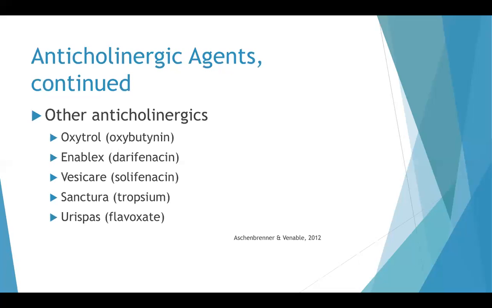Other anticholinergic agents: Oxytrol, Enablex, Vesicare, Sanctura, Urispas. Oxytrol is a transdermal administration and is pregnancy category B. Enablex, Vesicare, and Sanctura have longer half-lives, so they only have to be given once a day. Urispas is used for symptomatic relief of cystitis, urethritis, and prostatitis.